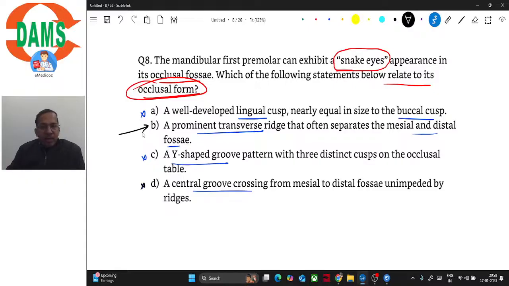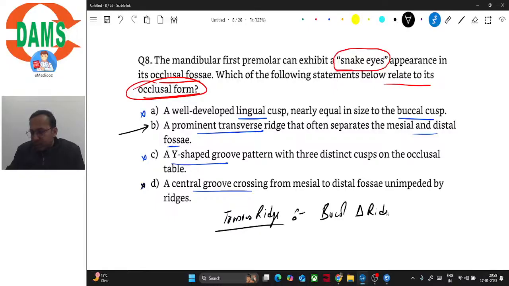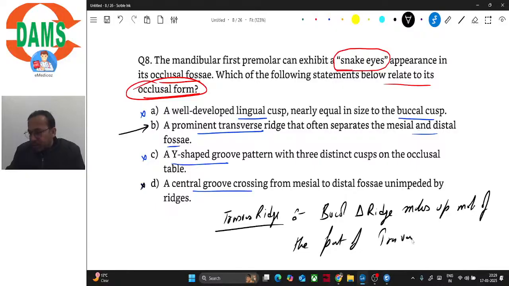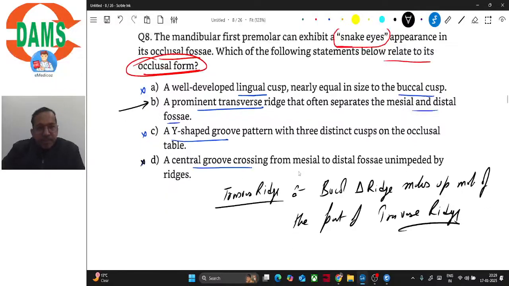And why is this transverse ridge prominent? Most of this transverse ridge is made up of the buccal triangular ridge, isn't it? So the buccal triangular ridge makes up most of the transverse ridge. So the buccal triangular ridge is very prominent in the lower first premolar, right?